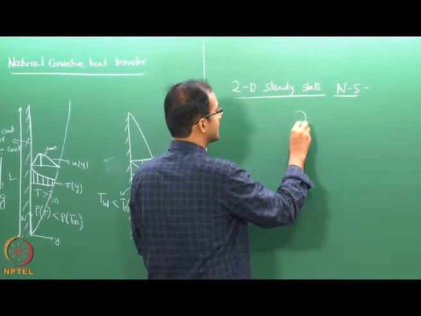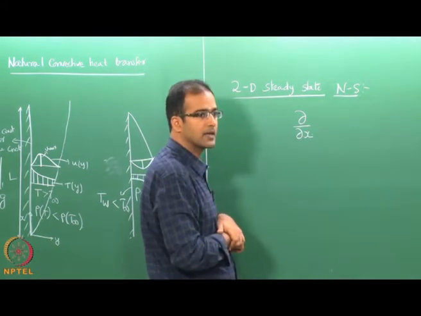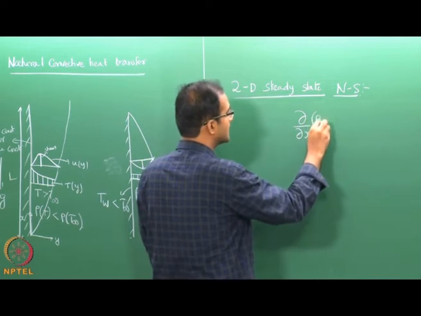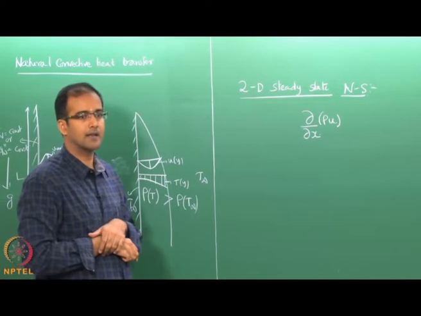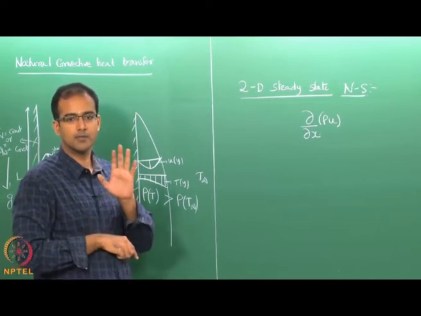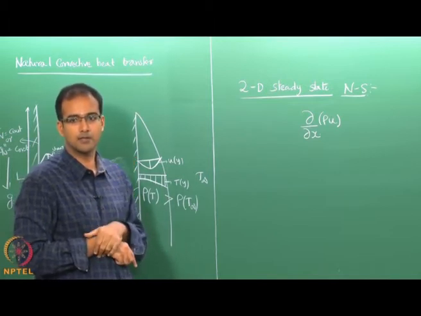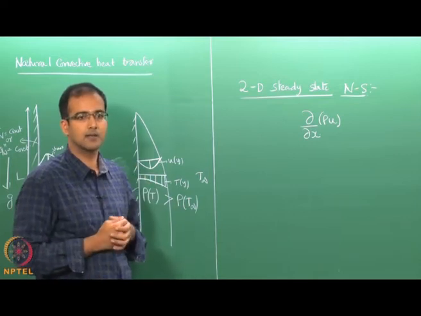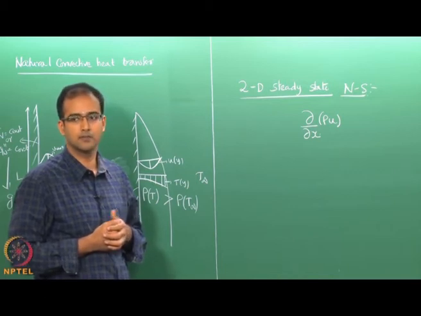What will be the continuity equation in this case? d by dx of rho u. So, unlike the external forced convection, we cannot claim that density is a constant. This is an incompressible fluid, but density is now a function of temperature, and since temperature is a function of position, density becomes a function of space, and therefore, we cannot take rho outside the derivative.